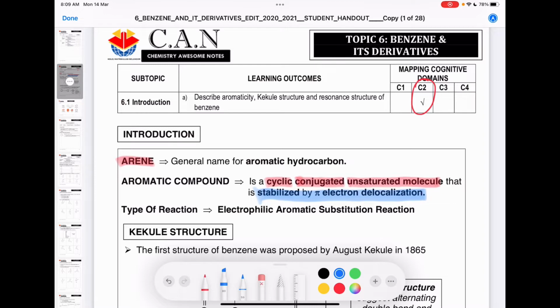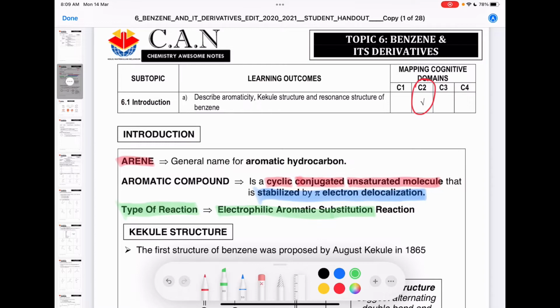Okay, kalau dalam benzene, kalau alkene, it undergoes electrophilic addition, but for benzene ring, the type of reaction is electrophilic aromatic substitution. Okay, we name it as electrophilic aromatic substitution, ataupun you just can say electrophilic substitution.